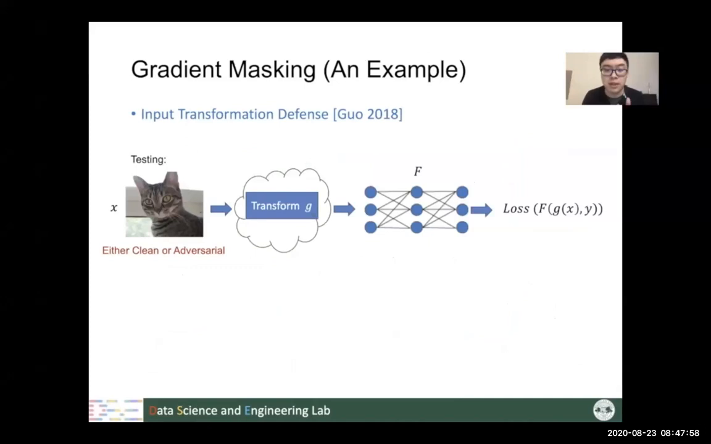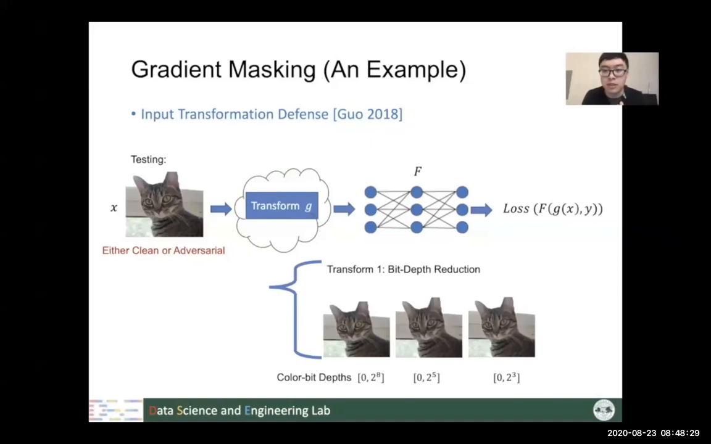During the model testing time, in addition to the original testing framework, they just add one additional component to the model called the transformation operation G. And usually this operation G is not continuous or differentiable. For example, they use this bit depth reduction operation. This means that usually our RGB image has 8 bit depth, which means that each pixel has 256 values to pick. However, their operation G just reduces these bit depths from 8 to 3.